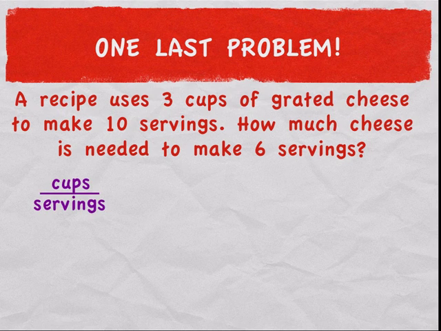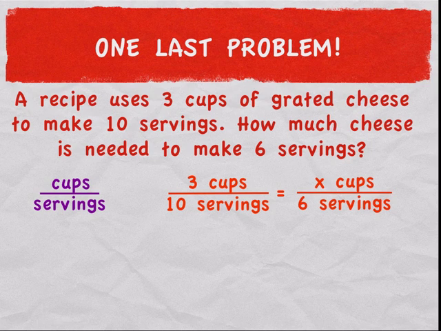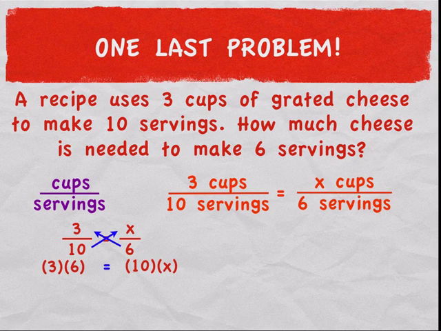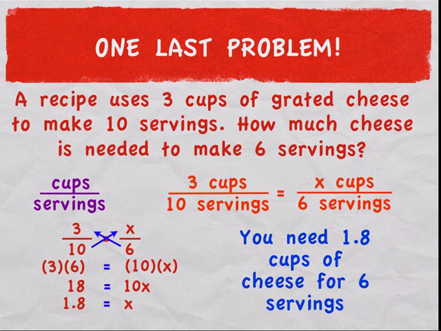Okay, I set it up with cups to servings, which means I used my given to get this proportion. When I solved that proportion by cross multiplying, I got this equation, and that solves to 1.8. So I know that I need 1 8/10 cups of cheese for my 6 servings. That makes pretty good sense. 6 is a little more than half of 10, and 1.8 is a little more than half of 3 cups.